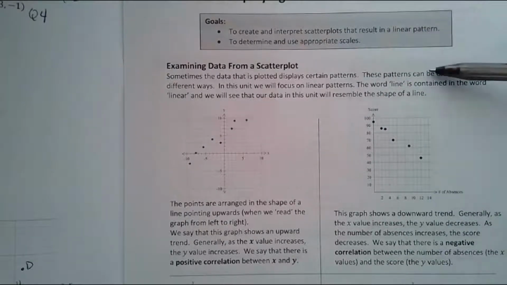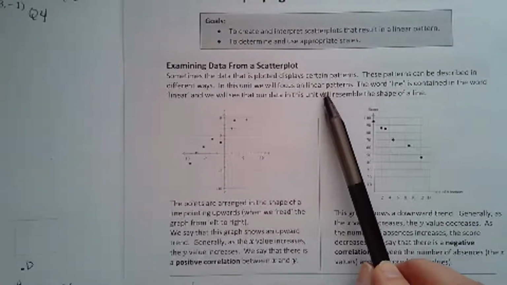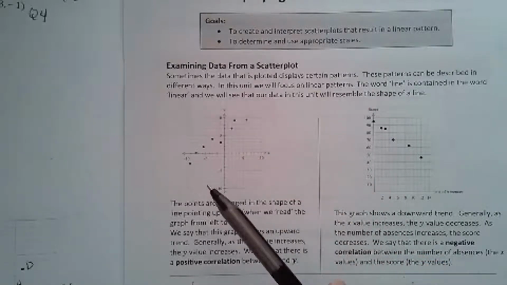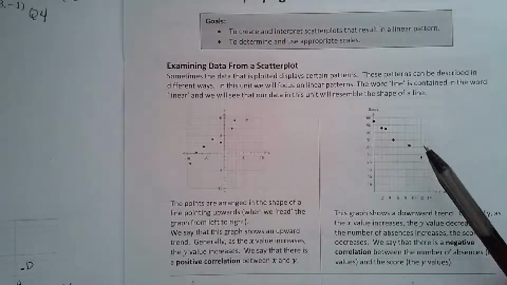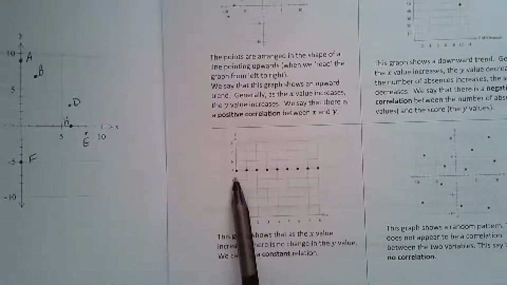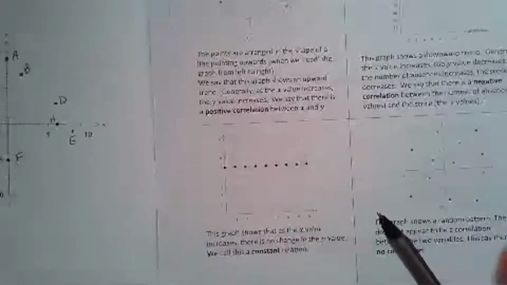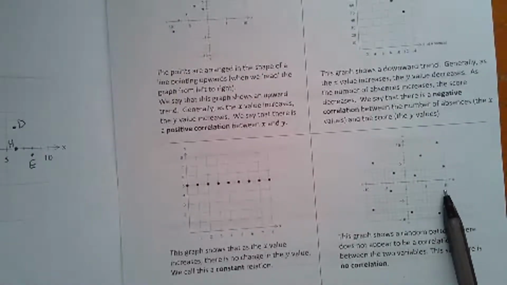So these patterns can be described in different ways. In this unit, we'll focus on linear patterns, and you can see that the word line is in linear. Our data resembles the shape of a line, right? So even though this isn't a perfect line, the data is traveling upwards. This data is traveling downwards in a straight line, I think. This data is traveling straight across in a line, in a linear fashion. This data is not traveling in any discernible pattern at all. So it's just random. That's very similar to the data we saw on the points that we had just plotted.